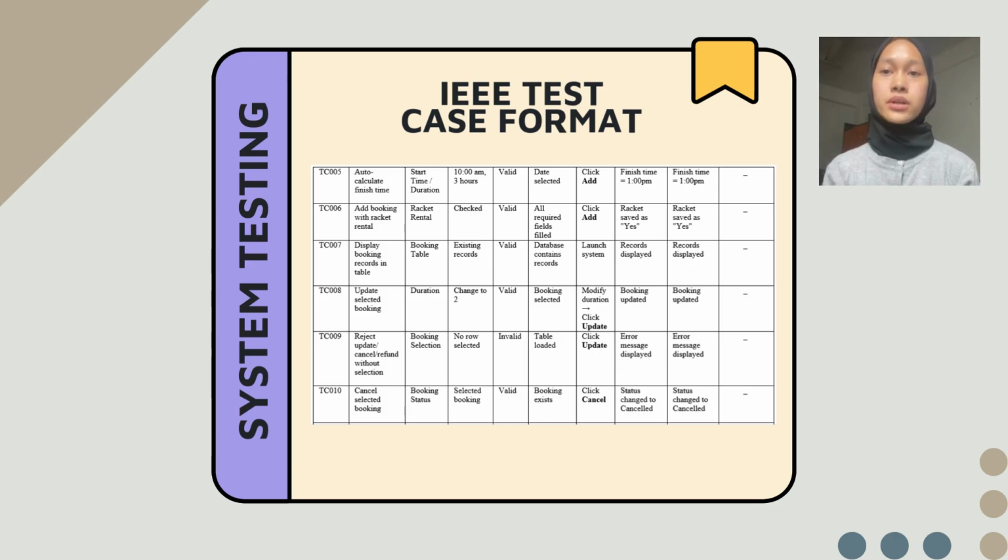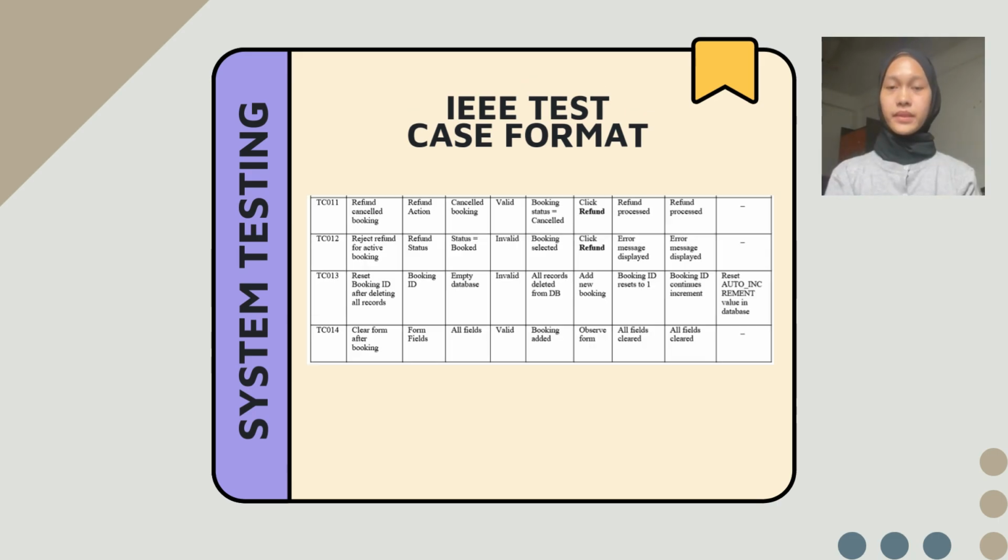Number 9, no selection action. When update, cancel, or refund is clicked without selecting a booking, the system correctly displays an error message. Number 10, cancel booking. Cancelling a selected booking correctly changes its status to cancelled.